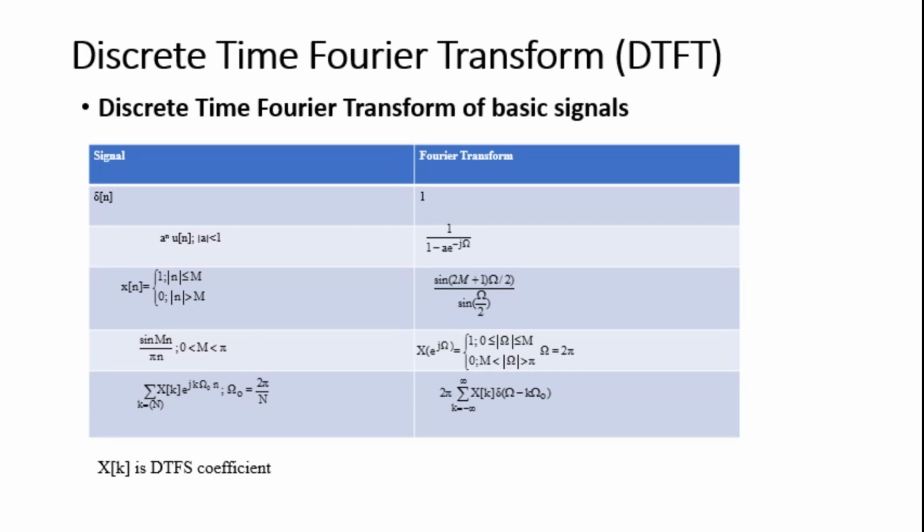It is periodic with 2 pi. Next signal is summation k is equal to N of x of k into e power j k omega naught into n, where omega naught is equal to 2 pi by N. Then the Fourier transform will be 2 pi into summation k is equal to minus infinity to infinity x of k into delta of omega minus k omega naught, where x of k is the discrete time Fourier series coefficient.